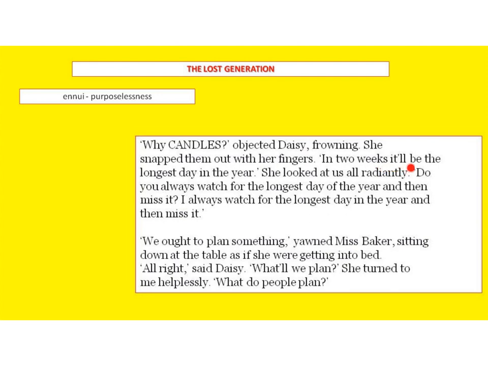In 2 weeks, it'll be the longest day in the year. Do you always watch for the longest day of the year and then miss it? I always watch for the longest day in the year and then miss it.